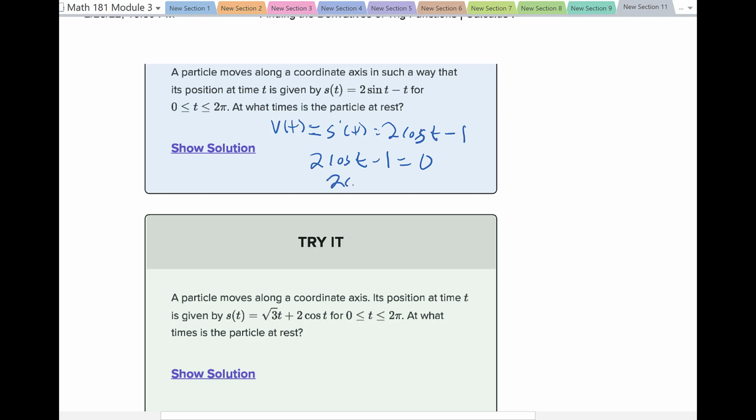So 2 cosine of t equals 1. Cosine of t equals 1/2. So the question is, from 0 to 2 pi, when is cosine of t 1/2? That's when t is going to be pi over 3. And let me think, it's also the fourth quadrant, so that's 5 pi over 3.